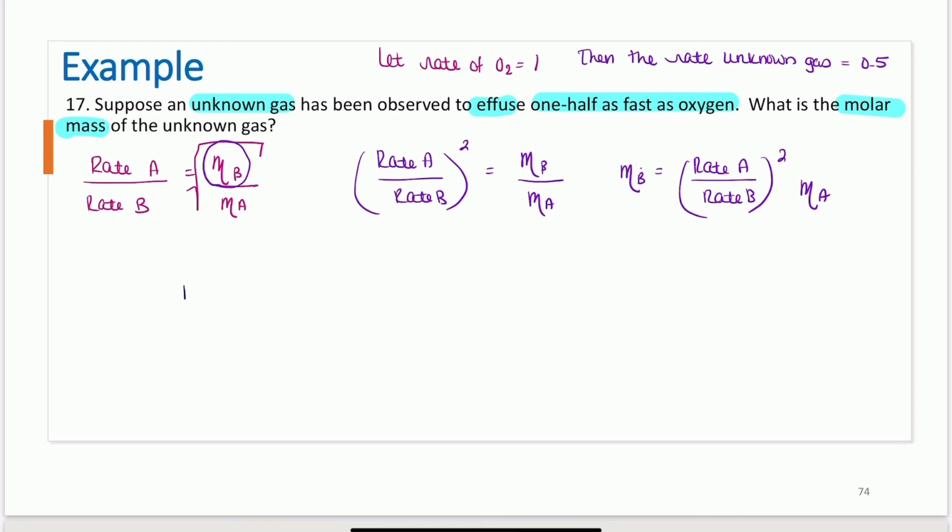Insert my numbers. The rate of A is the rate of oxygen, which we've defined as 1. The rate of B is my unknown, which is half of that, so 0.5. I square that, and I'm going to multiply it by the molar mass of oxygen, 32.0 grams per mole. My molar mass of my unknown gas is 128 grams per mole.